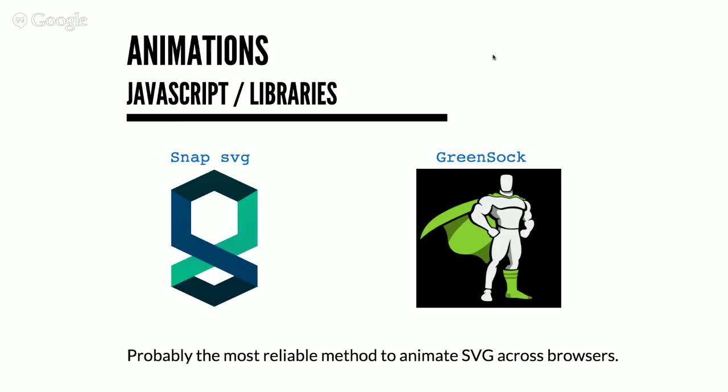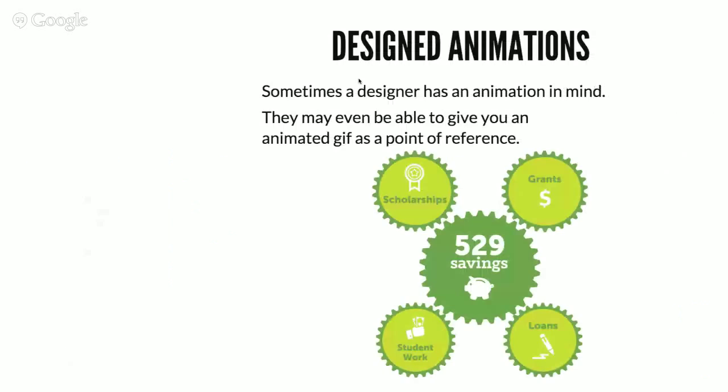Yeah, that's definitely true. Okay, so now this is where the meat and potatoes is of this talk. This is the JavaScript section. I'm going to talk mostly on Snap and Greensock. Snap is a really good manipulation library for SVG. Greensock is more of a general animation library, but it works really well with SVG, so I like using it too.